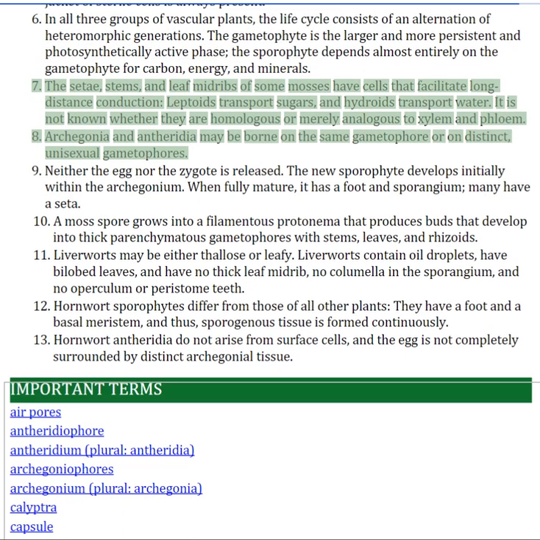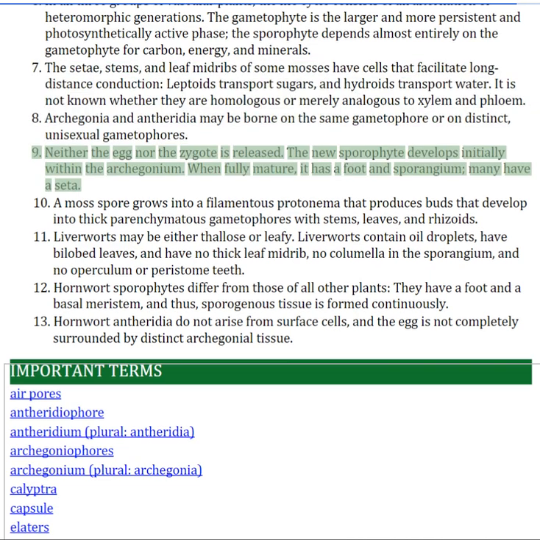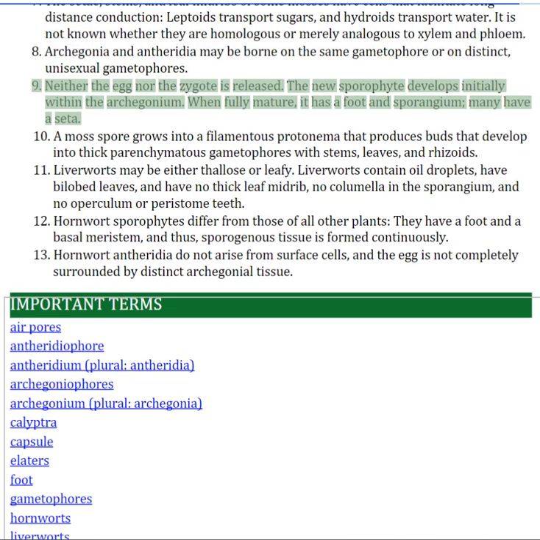7. The stems and leaf midribs of some mosses have cells that facilitate long-distance conduction. Leptoids transport sugars, and hydroids transport water. It is not known whether they are homologous or merely analogous to xylem and phloem. 8. Archegonia and antheridia may be borne on the same gametophore or on distinct, unisexual gametophores. 9. Neither the egg nor the zygote is released. The new sporophyte develops initially within the archegonium. When fully mature, it has a foot and sporangium. Many have a seta.